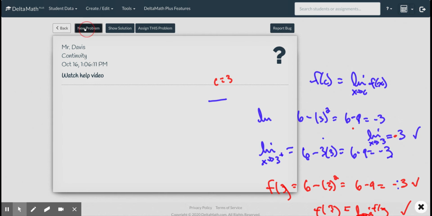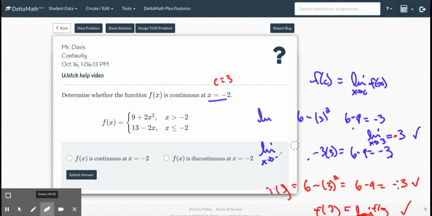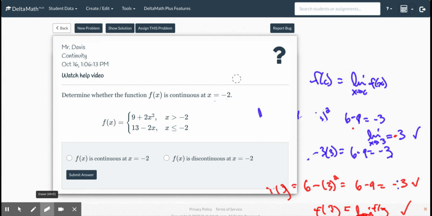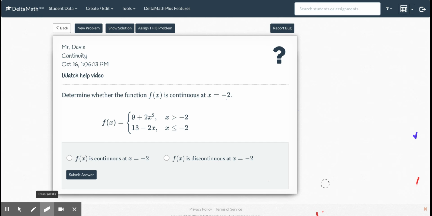Okay, let's try this one. Erase this real quick. All right, so very similar here. You're going to want to start and find the left and the right limit first. And then we're going to see if that's equal to the function value. All right, so let's start with the limit as x goes to -2 from the left, and the limit as x goes to -2 from the right. Remember, c is -2 in this case.